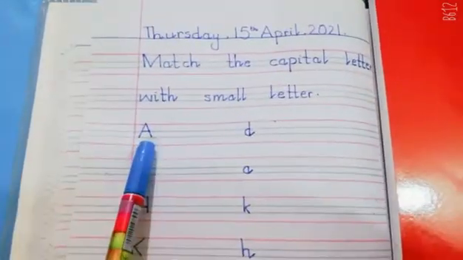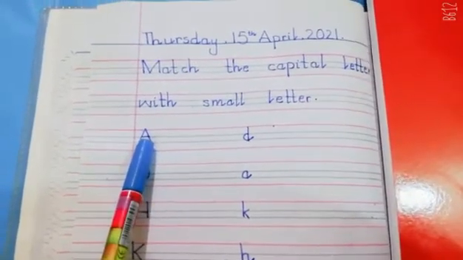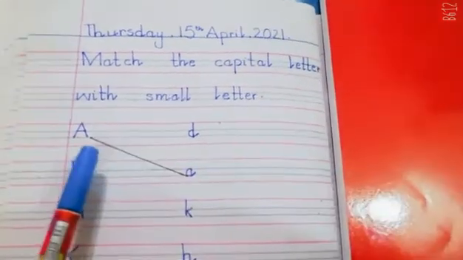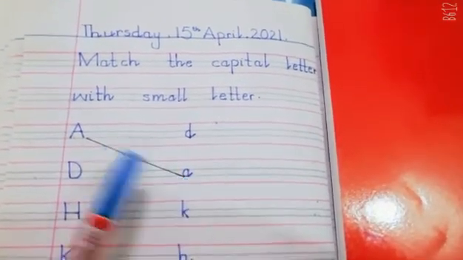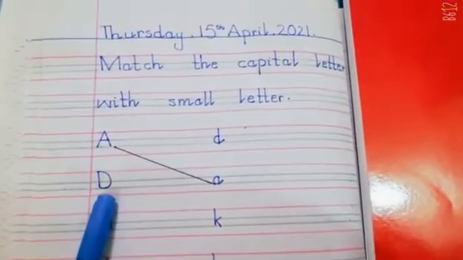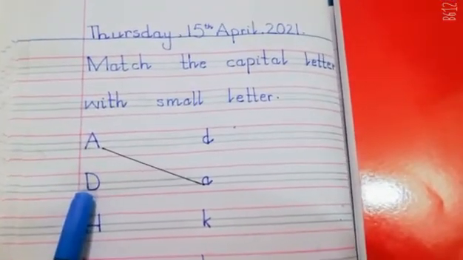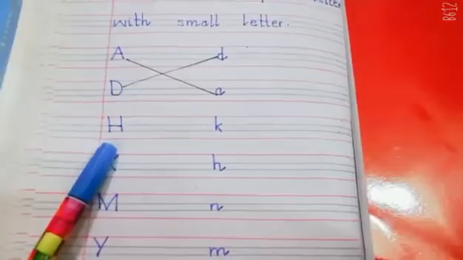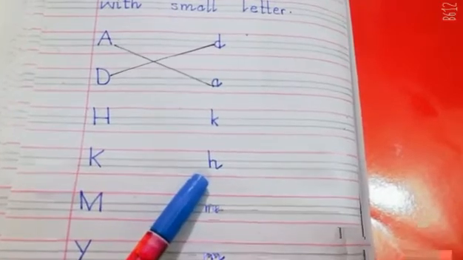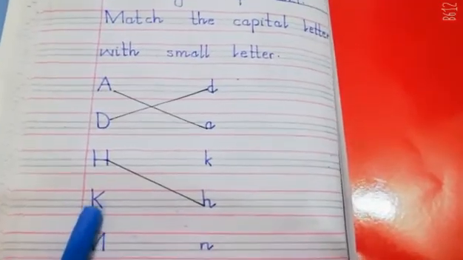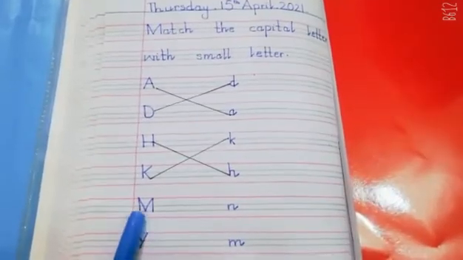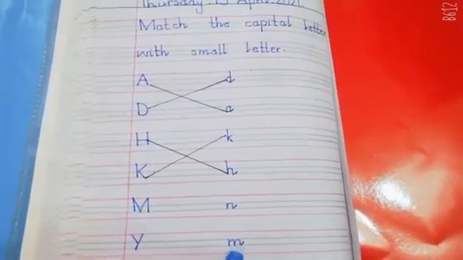First of all, we will match the capital letter A with the small letter a. Like this. Capital A with small a. Now we will match the capital D with small d. Match the capital H with small h. Match the capital K with small k. Now we will match capital M with small m.